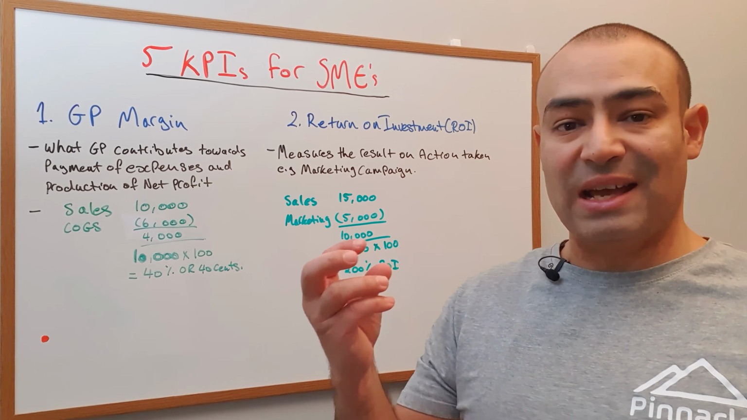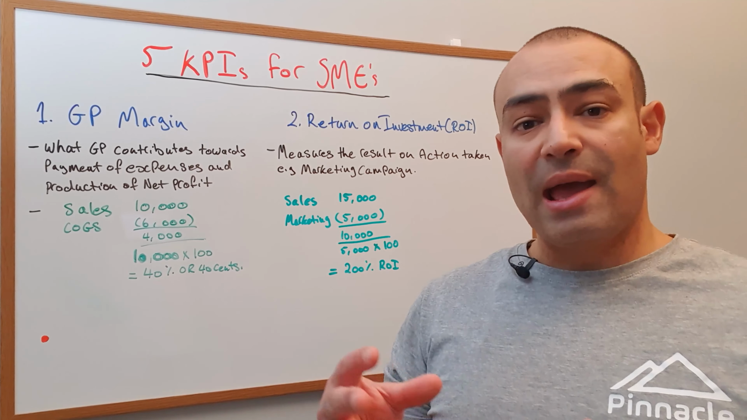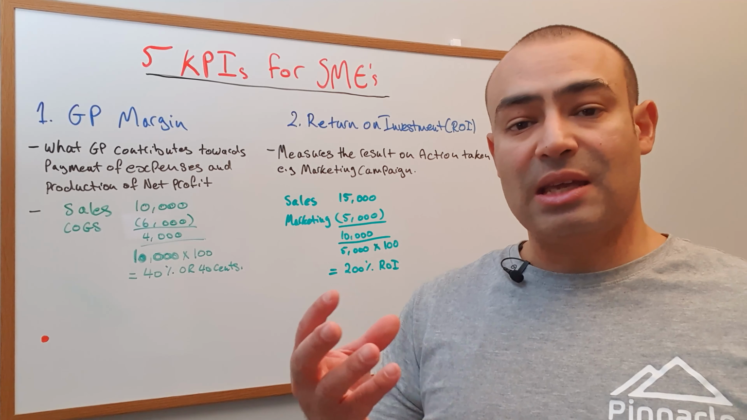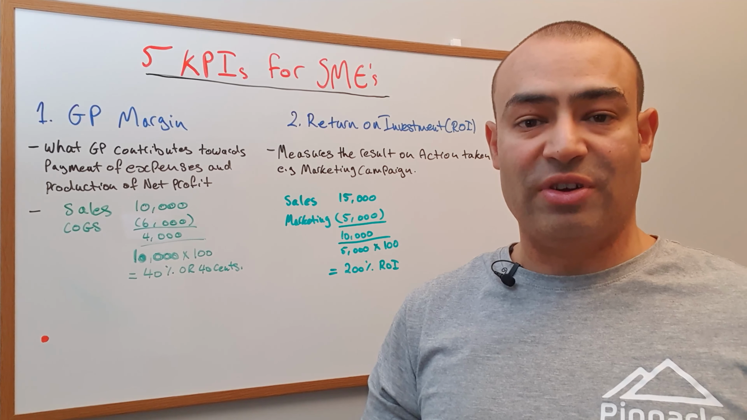This means that for every sale, we are left over with 40 cents, which goes towards paying off expenses such as overheads and other variable costs, and towards giving us a net profit figure.